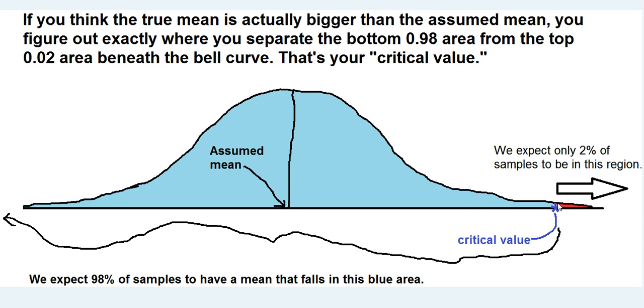I'm going to say that my assumed mean is probably wrong. Yes, there's a chance that a sample is going to have a mean that's beyond the critical value, but it's only a 2% chance. And based on how rare that is, I'm going to instead decide that my assumed mean must be wrong. So this is what they call a right-tailed test. It's when you think that the true mean is actually bigger than the assumed mean. So you would want to calculate the critical value that separates the top whatever percentage of extreme values. In this case, I picked 2%.